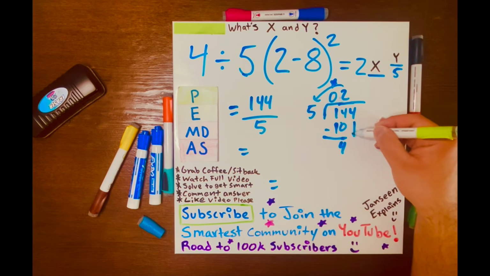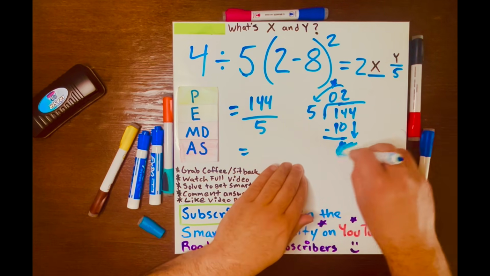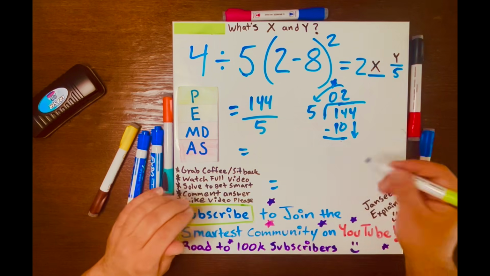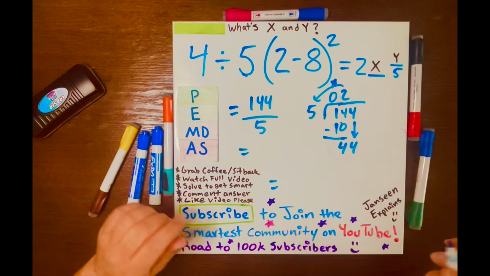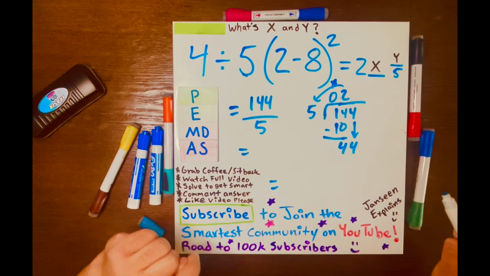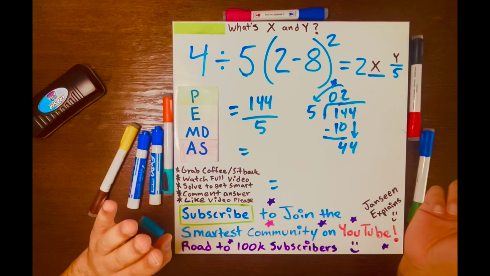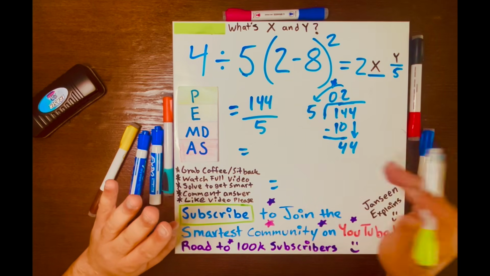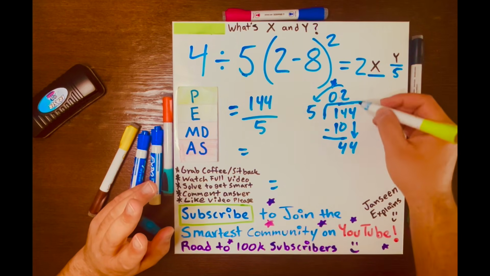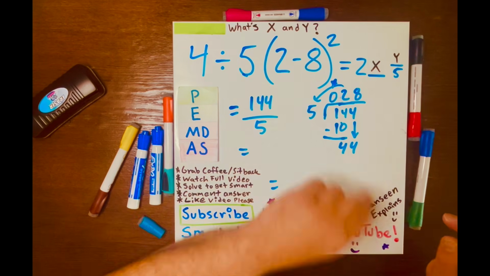And then you bring down this 4. Give it to the 4. Now it becomes 44. Yep, that is a 44. Oh my, this marker is inky. 44. And so now you have to figure out how many times can 5 fit into 44. Well, I know 5 times 8 is 40, right? 5 times 9 is 45, right? So that goes over 1, so it must be 8, right? It is 8. So that's how many times you can fit 5 into 44.